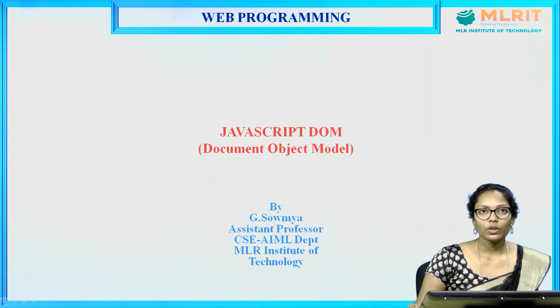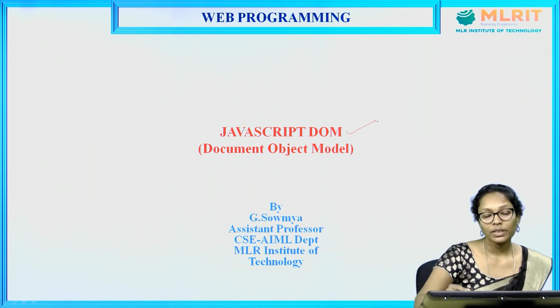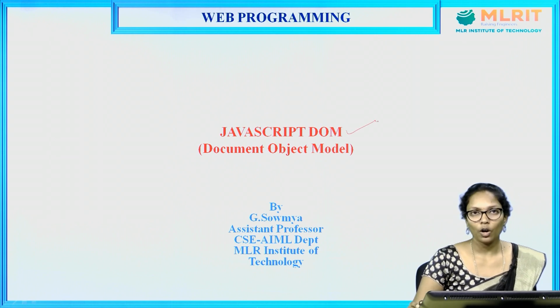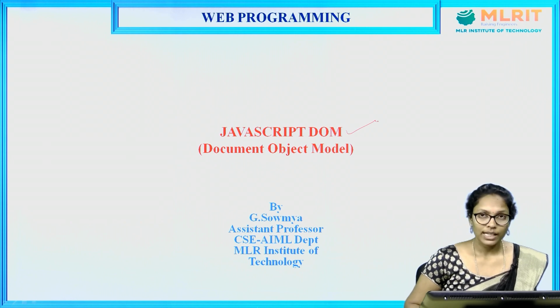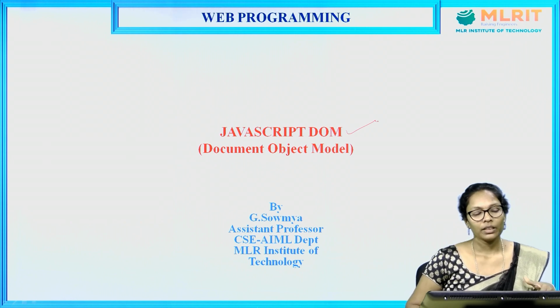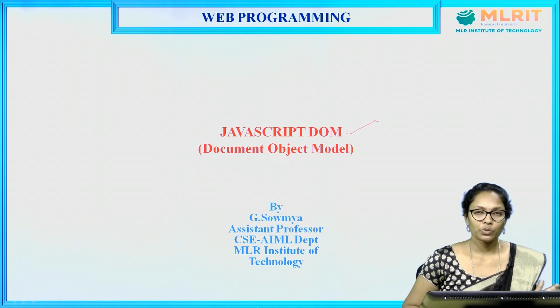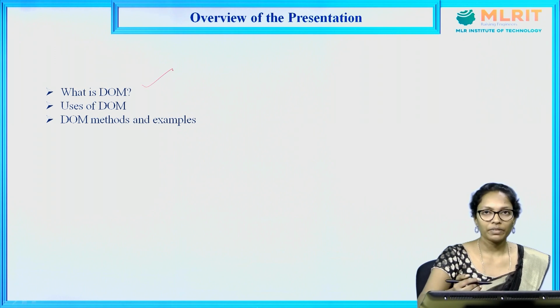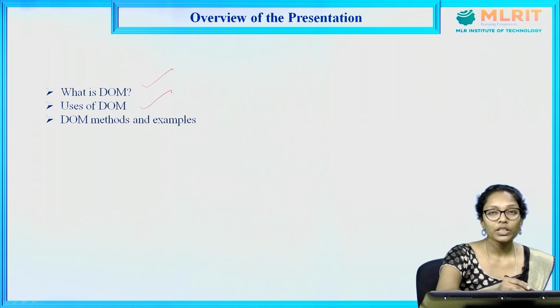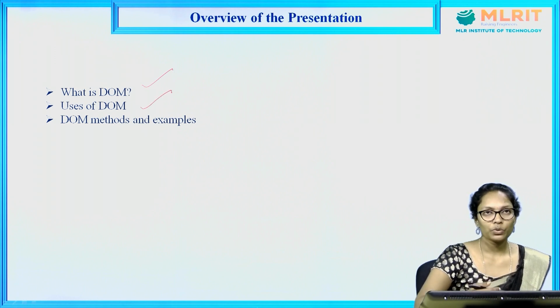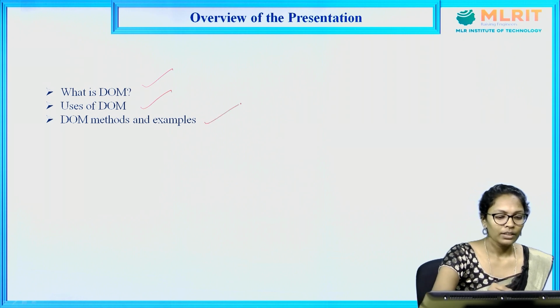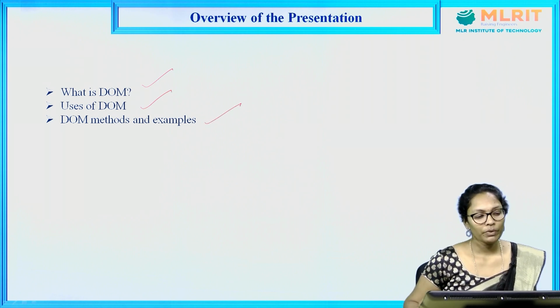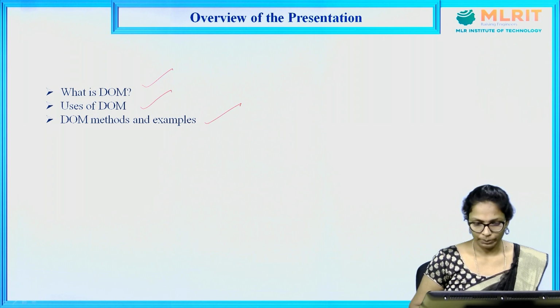So in this video, we are going to discuss JavaScript DOM, that is Document Object Model. This is actually HTML DOM, but we are discussing it in JavaScript. Using JavaScript only, we can achieve this. We are going to discuss what DOM is, what the different types of DOM are, and what the uses of DOM are. So why are we using this Document Object Model? And we have different methods of DOM. We will see those methods with examples.